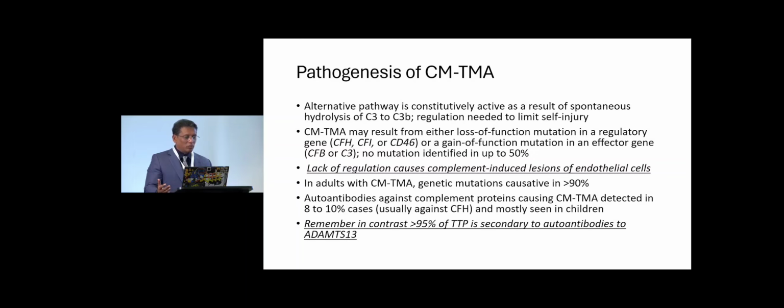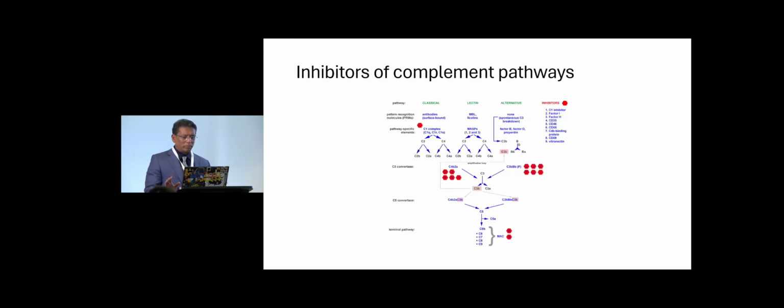Pathogenesis, basically what happens is the alternative complement pathway just goes mad and keeps going on and on and on and on. So either loss of function mutation in regulatory genes or gain of function mutation in effector. So loss of function in those which are supposed to inhibit and gain of function in the other group. Again, you do not have to remember all the details, but for those of you who are interested, you can look through it, things like factor I, factor H, etc.